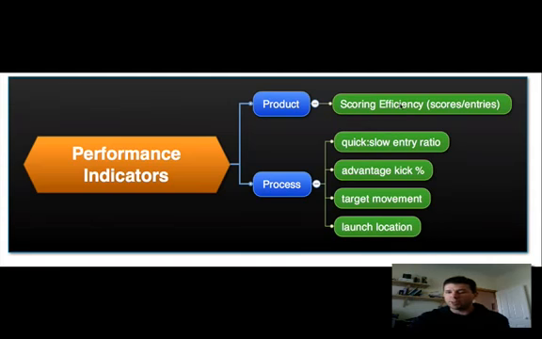So score efficiency might be 50% plus as your objective. And also for each one of these process indicators, you might also have a benchmark score. Quick entry ratio, you might want 75%. Advantage kicking, you might want 70%. For your target movement, you might be a team that prefers to kick to leading movement, so you want that at least 50% of the time. And as I mentioned, you want to launch from the corridor. If you're a corridor-based team, you might target 75% plus there. So you've also got benchmark data.